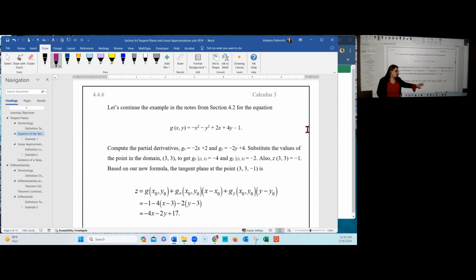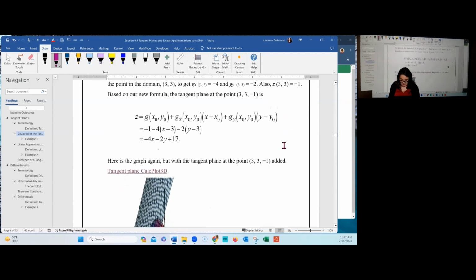Now we take our formula and we replace g of x naught, y naught with the z naught value of negative 1. We replace the first partial at the domain point 3, 3 with negative 4, and we replace the first partial with respect to y at the domain value 3, 3 with negative 2. We also want to use the values from the domain inside our formula to replace x naught and y naught. And if you multiply this out, you will get negative 4x minus 2y plus 17.